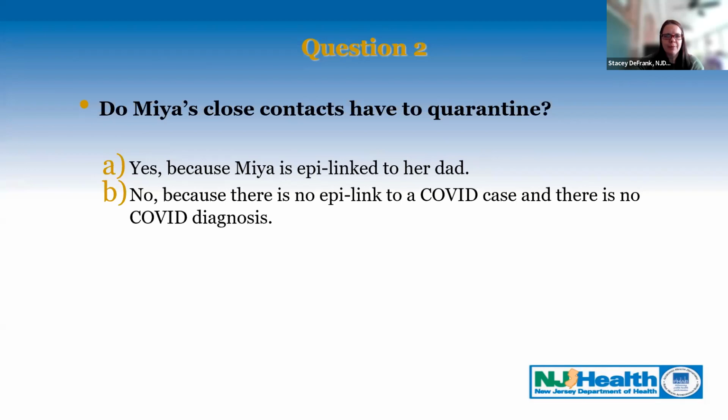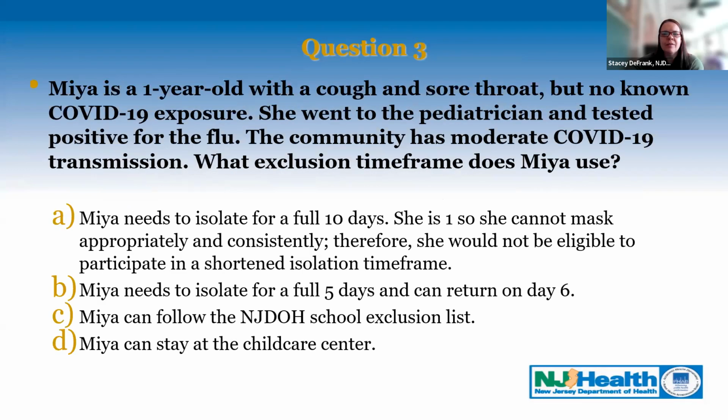So let's switch it up a little bit. And the next question is about Maya again. Maya is a 1-year-old with a cough and a sore throat, but this time she has no known COVID-19 exposure. She went to the pediatrician and tested positive for the flu. The community has moderate COVID-19 transmission.